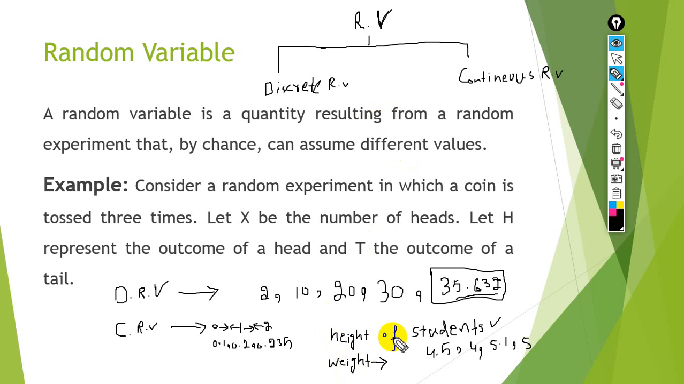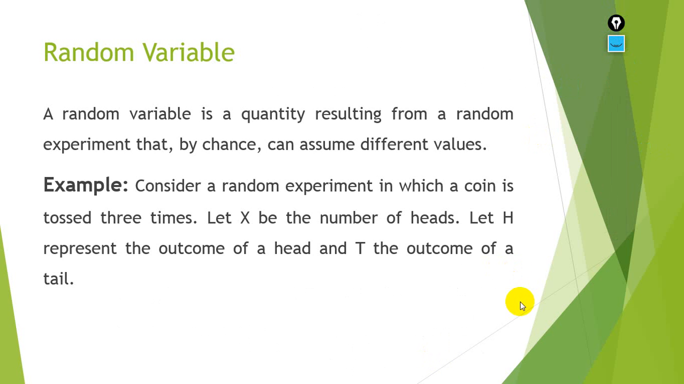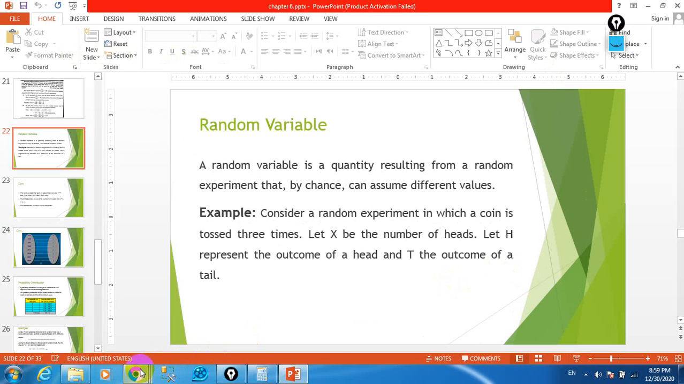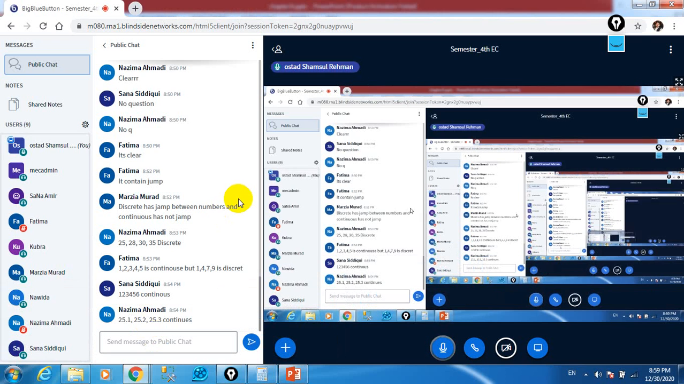Okay, so if we have values in points, there are no jumps. It means if we have values in points, that variable will be the continuous variable. Okay, so now you got this idea about the continuous random variable and discrete random variable.